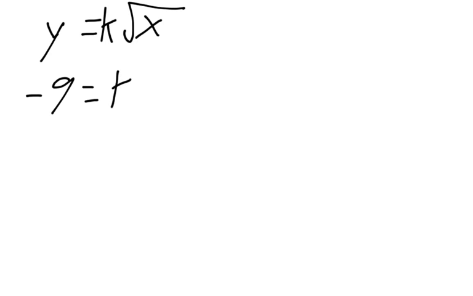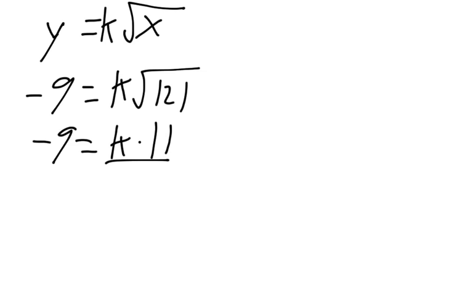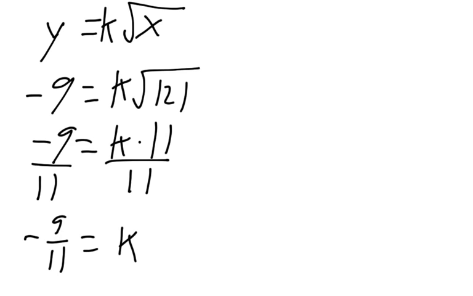In the next one, we have y varies directly to the square root of x. And so negative 9 equals k times the square root of 121. So negative 9 equals k times 11. So we can't really reduce 9 over 11, so we leave that as k. So y equals negative 9 over 11 square root of x.